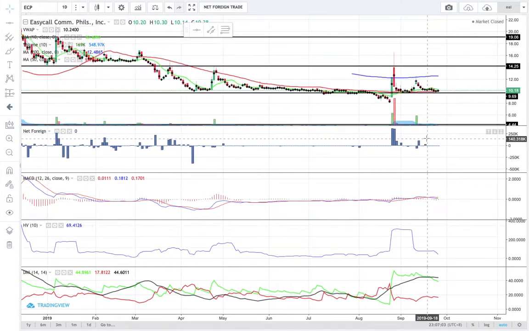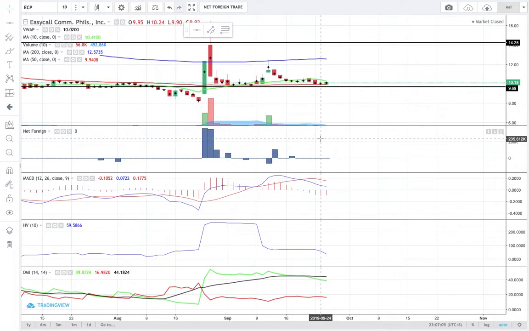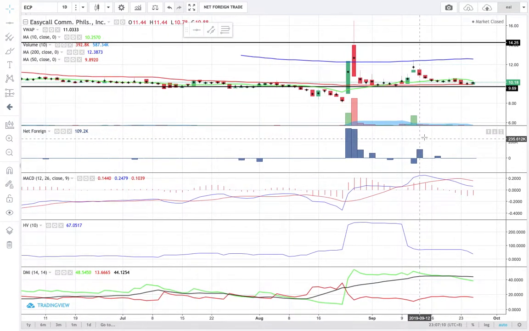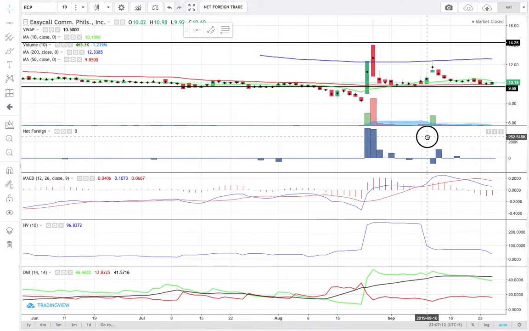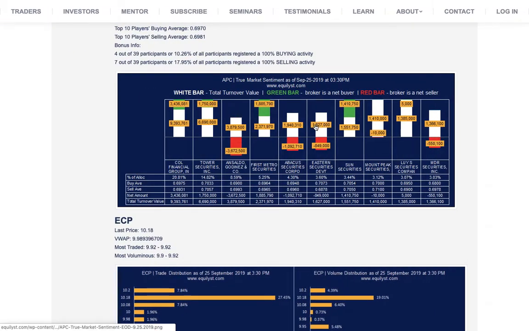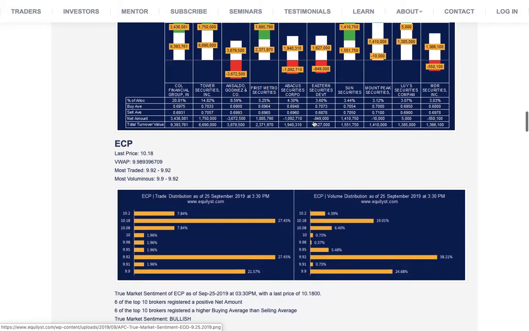Okay, how about the volume? There's a problem with the volume here. It looks like we need a magnifying glass just to see the height of the volume bar. So that's an alarm. That's a concerning thing for me.